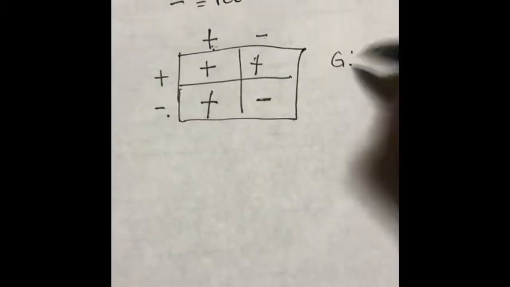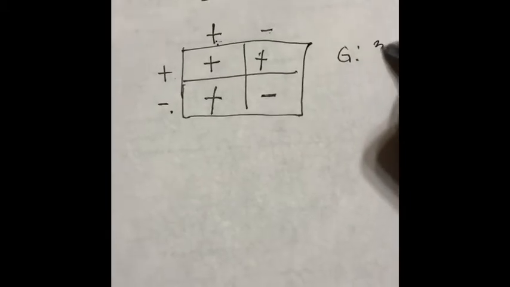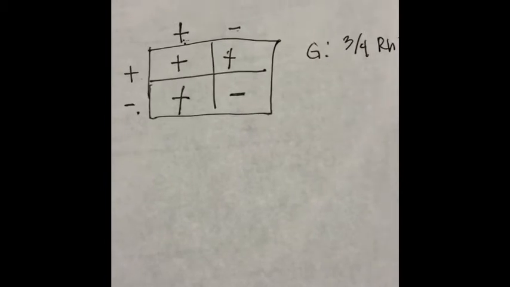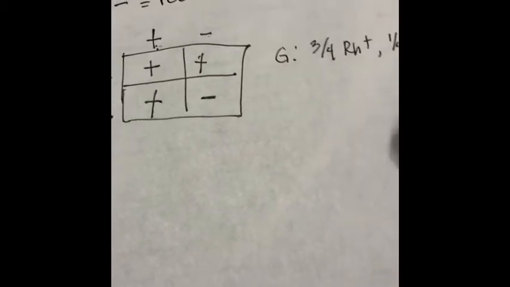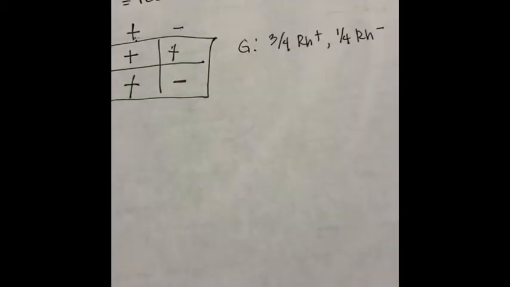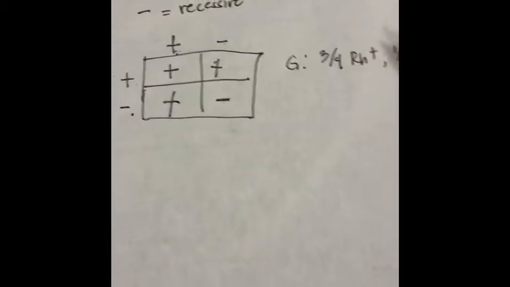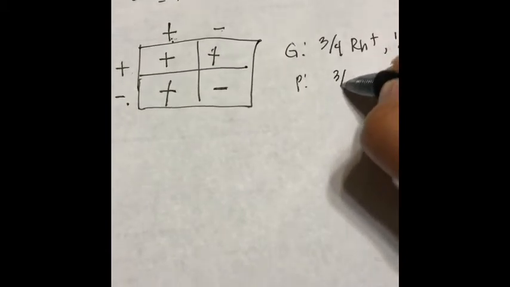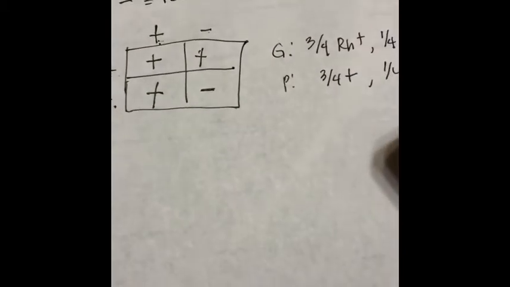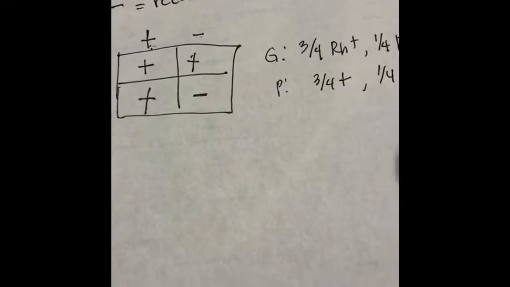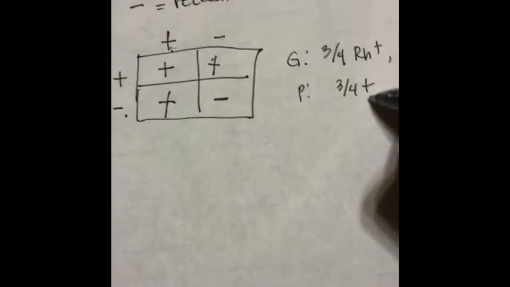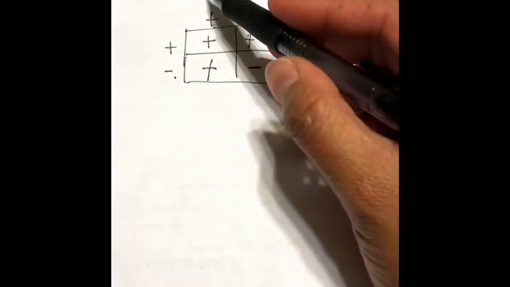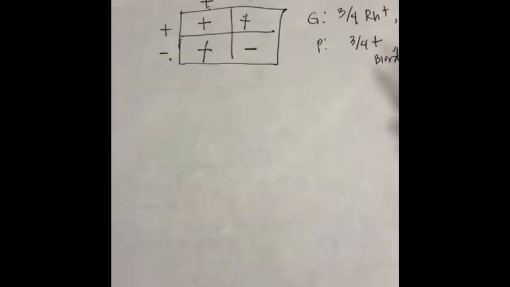So the genotype of this particular cross would be that 3/4 of the children will have RH positive and 1/4 of the children would be RH negative blood type. Okay, that would be that. And the phenotype would be similar: 3/4 RH positive blood and 1/4 will be negative blood. Okay, that's very important to know that positive is dominant and negative is recessive.